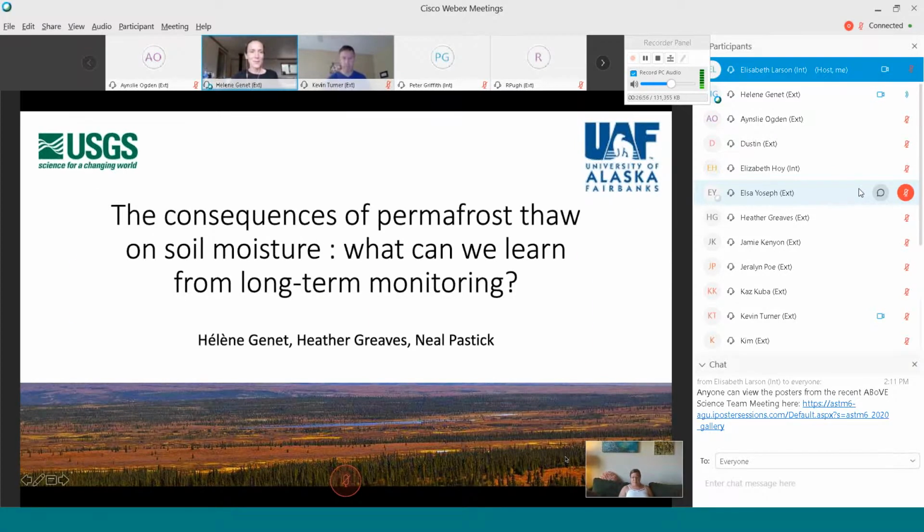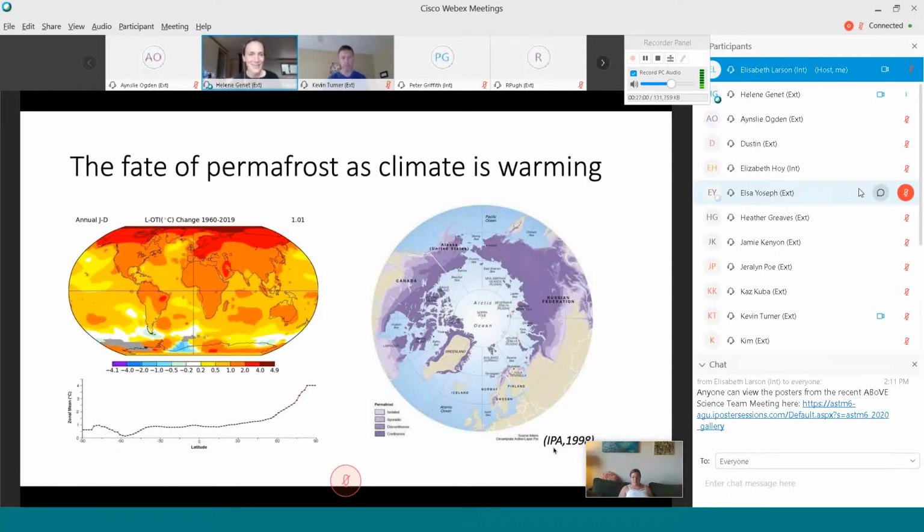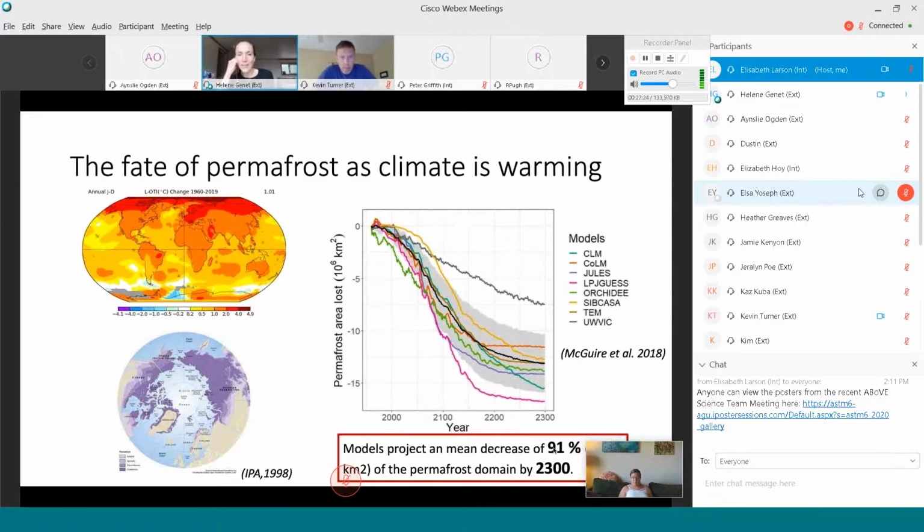So there is a warming amplification in the high latitude ecosystems, mainly in the permafrost zone, inducing both vertical thaw of the permafrost as well as lateral degradation of the permafrost. Models basically project that by 2300 we'll lose about 91% of the permafrost extent, which represents about 13 million square kilometers. Although you can see that there is a certain uncertainty among models, the trend is consistent among all models.